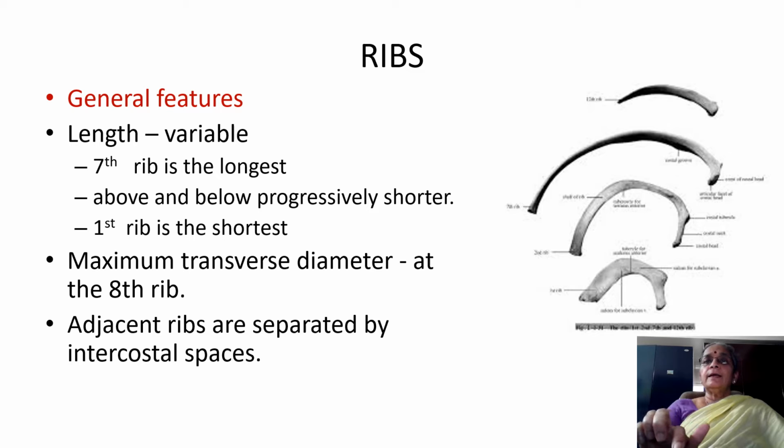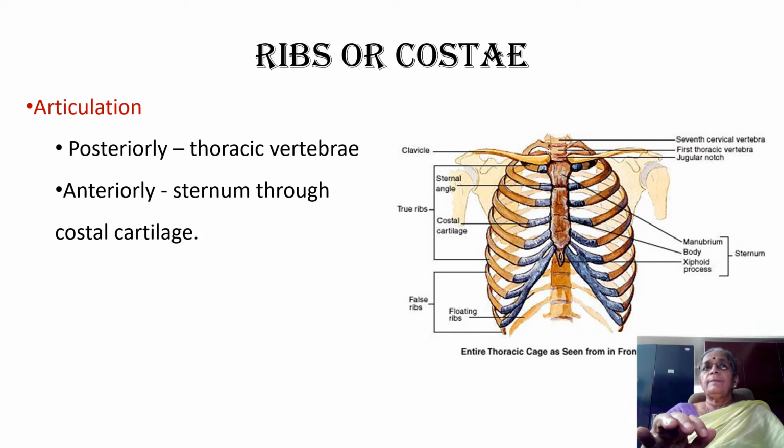And the adjacent ribs will be separated by a space which is called the space between the ribs or costae, that is the intercostal space. So the rib is articulating posteriorly with the thoracic vertebrae and anteriorly with the sternum through costal cartilages.